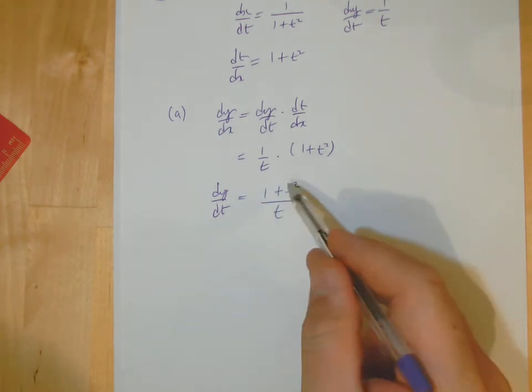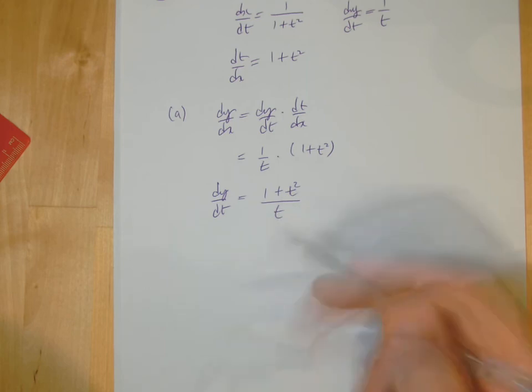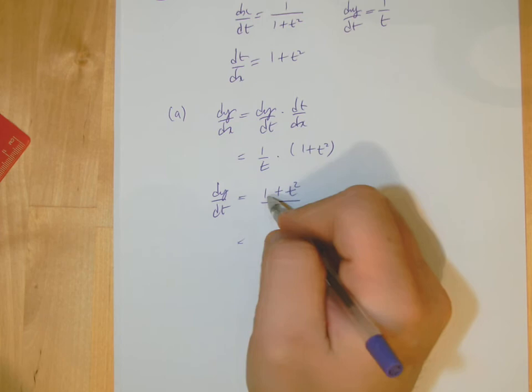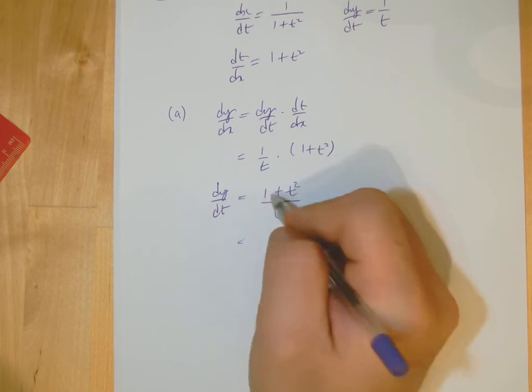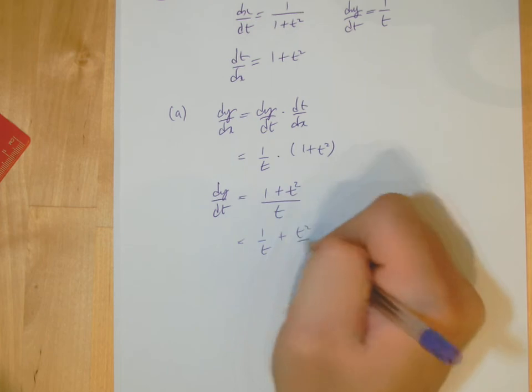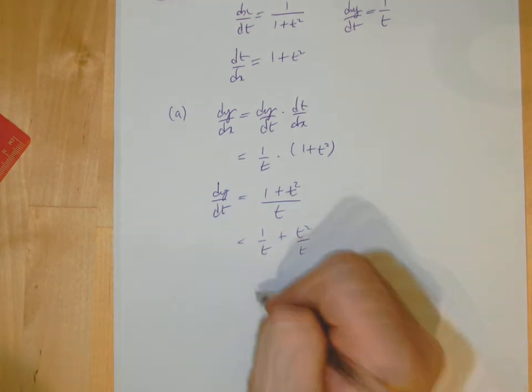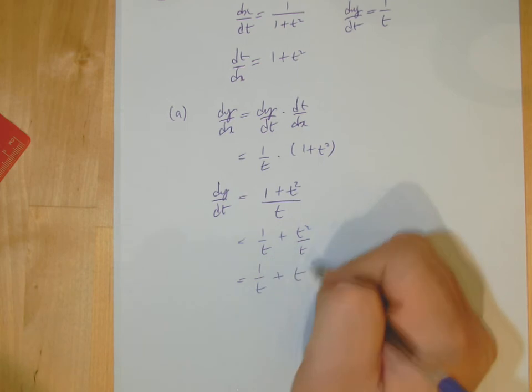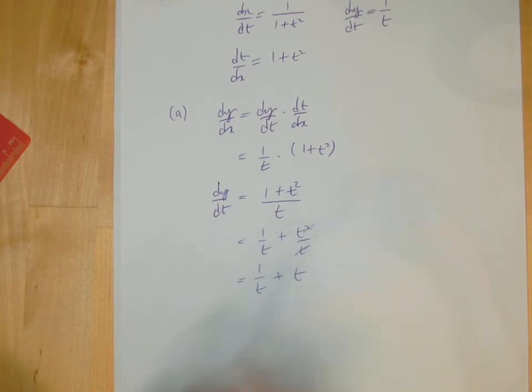Do it as a quotient, with u and v to differentiate it, but it might be easier because we're dividing all the top by t. You can split it up. You can think of this as 1 divided by t plus t squared divided by t. It might be easier to do that. And then you get 1 over t plus t, because that t will cancel with the square there.